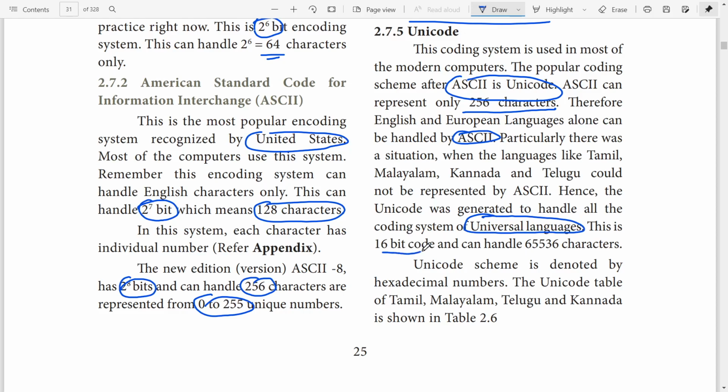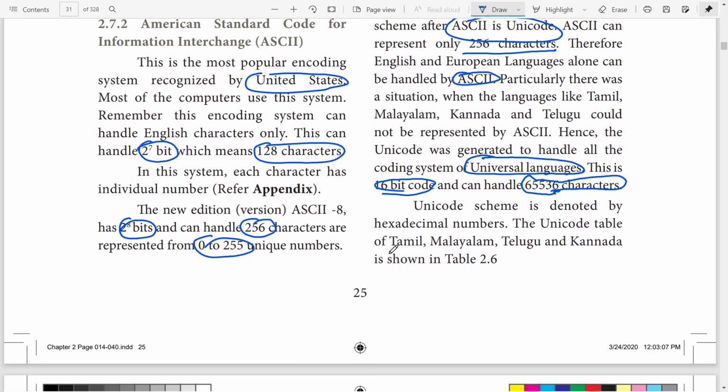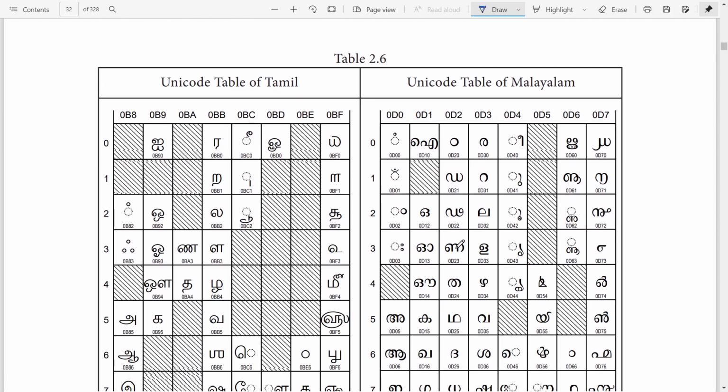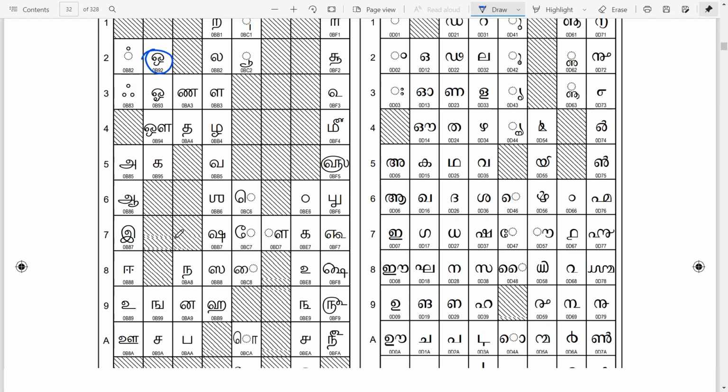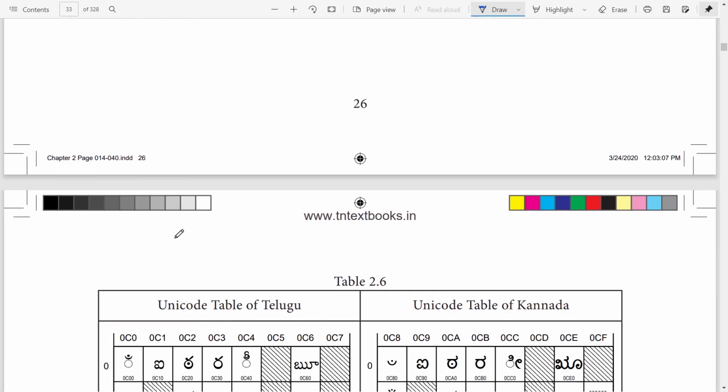This is a 16-bit code and can handle 65,536 characters. The Unicode scheme is denoted by hexadecimal numbers. Unicode table of Tamil, Malayalam, Telugu, Kannada is shown. This is its Unicode, 0B9, and its value is 0B90. Unicode and its character. Just go through this.